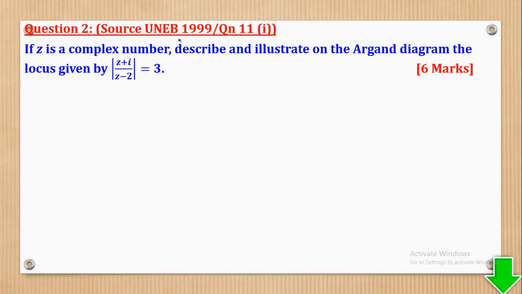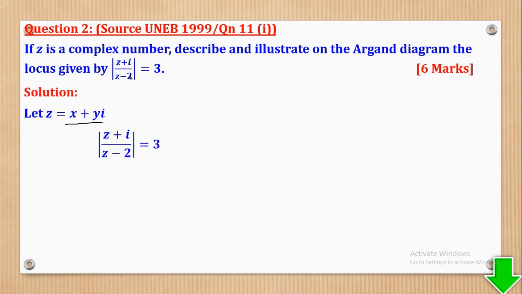So question 2 came from UNEB 1999 paper 1 question 11 Roman 1 and says, if z is a complex number, describe and illustrate on the Argand diagram the locus given by this. So this, like I said, this is what we call the condition on modulus. So what we should do, we shall first let z equal to x plus yi, then quote our condition and substitute for z.